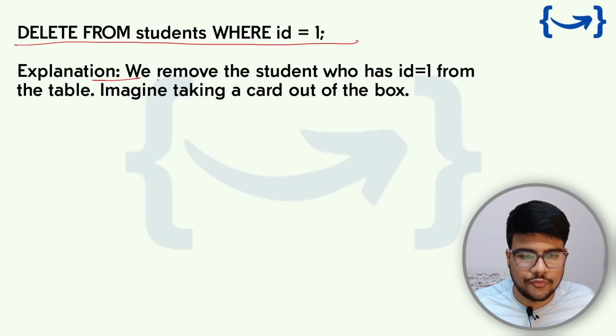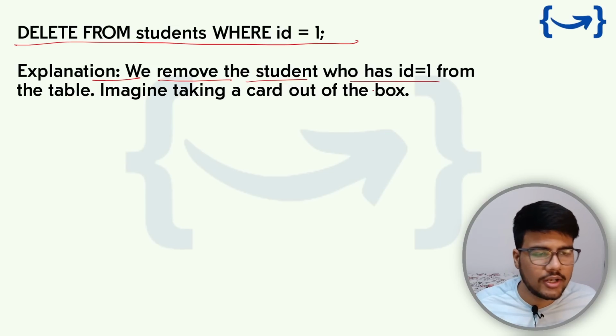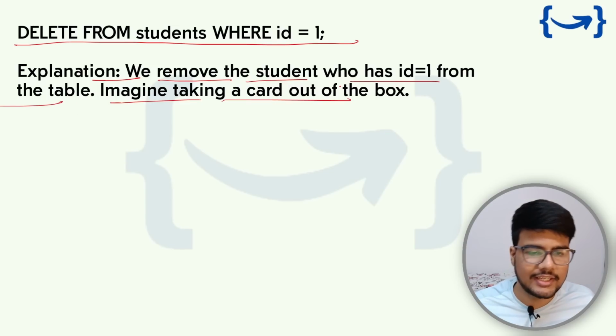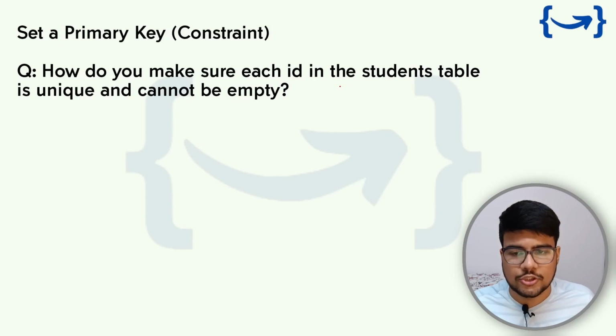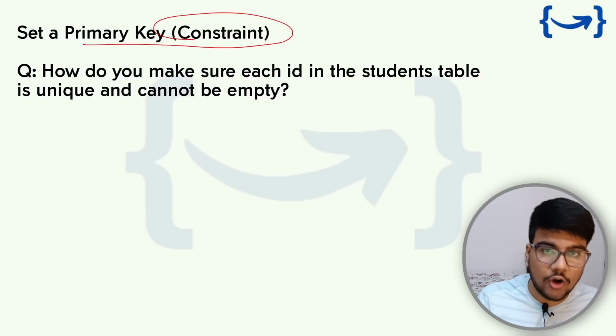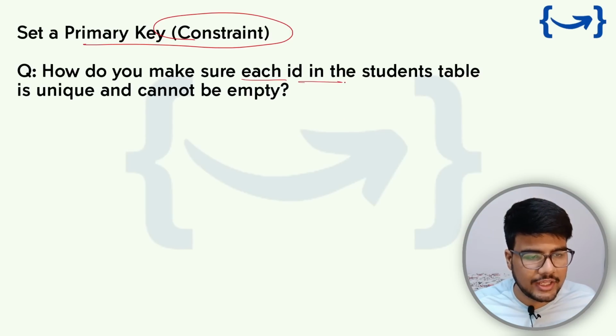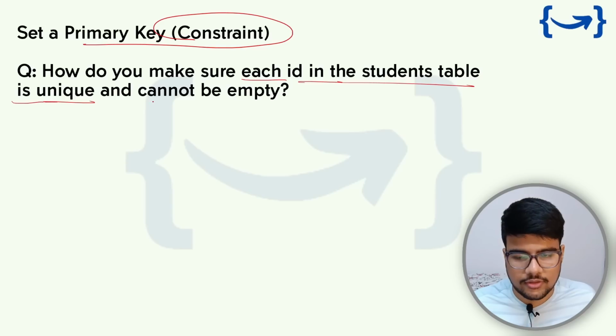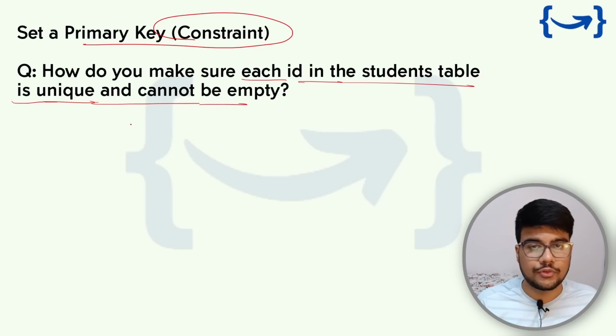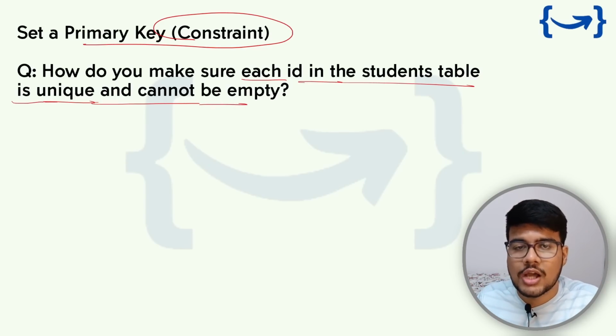So the explanation: we remove the student whose ID is 1 from the table. Imagine taking a card out of a box. Fantastic. Now set a primary key constraint, which we already did in our very first problem. So how do you make sure each ID in the students table is unique and cannot be empty? If you want it to be unique and not empty, then definitely you will use a primary key.